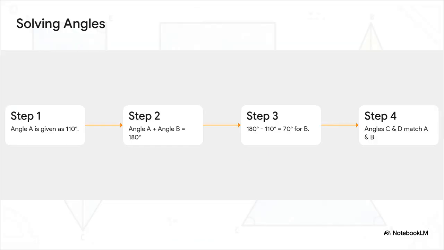Just imagine a parallelogram where we only know one single detail. Angle A is 110 degrees. Well, because angle A and angle B are adjacent, they have to equal 180 degrees together. So subtracting 110 from 180 instantly tells us that angle B is 70 degrees. Now we just use our second rule. Opposite angles are equal. Angle C perfectly mirrors angle A, so it's 110 degrees. And angle D perfectly mirrors angle B at 70 degrees. See? With just one starting number, we unlocked the entire shape.